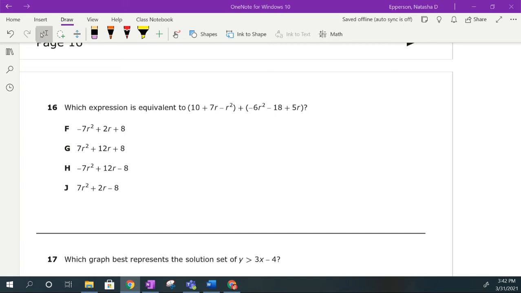All right, question number 16. Which expression is equivalent to this polynomial that we have here? All we're doing is just adding. I'm going to add like terms.